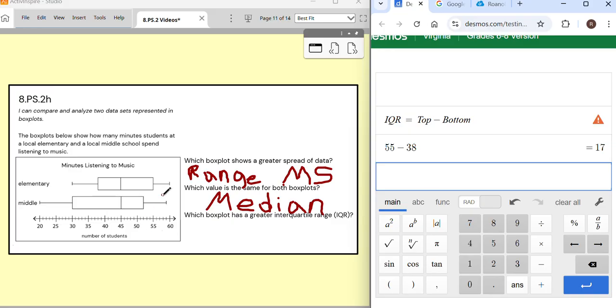Now let's try it for the middle school. The top of my box is at 52. And the bottom of my box is at 30. So the interquartile range for the middle school is 22. So it is greater. It says which one has the greater interquartile range? The middle school has that again. All right, let's go to the next one.